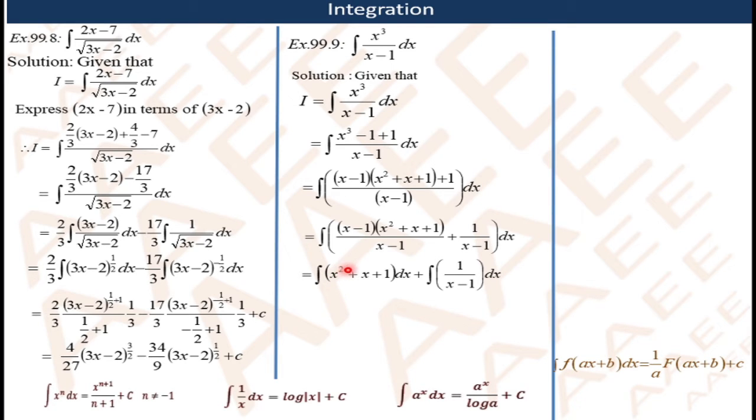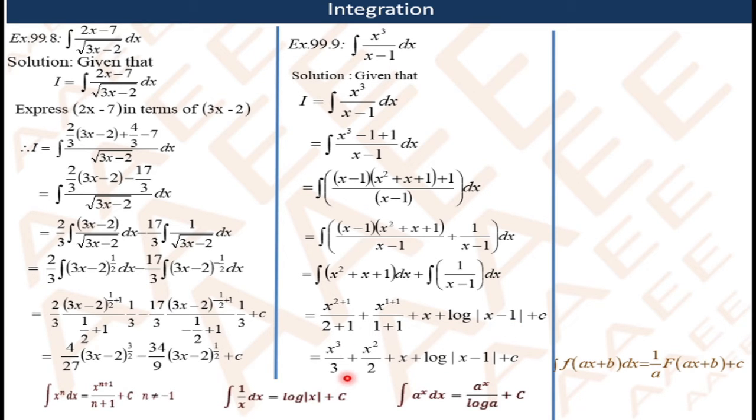You know very well the integration of x square, x and 1 by using this formula, integration x raised to n dx. That will be x raised to 2 plus 1 upon 2 plus 1, plus x raised to 1 plus 1 upon 1 plus 1, plus integration of 1 is x, and integration of this term is log of mod of x minus 1. And hence that will be x cube by 3 plus x square by 2 plus x plus log of mod of x minus 1 plus c. This one is the proper value of this integration.